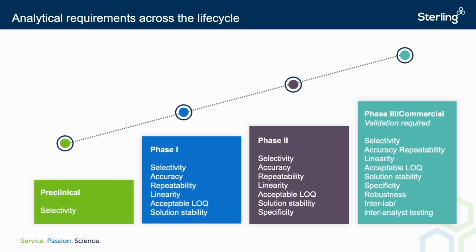As discussed in the previous slide, analytical methods are validated with higher levels of rigor as they progress into higher phases. Below are some of the regulatory requirements for validation or qualification for use at each stage. All that's required to qualify preclinical methods is selectivity.